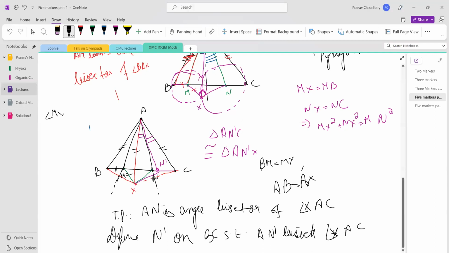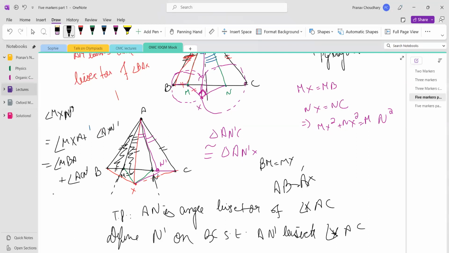Let's see what angle MXN' is first. This should be 90 degrees because N is equal to N'. We know that, so let's just see what it is. This is equal to angle MXA plus angle AXN'. Angle MXA is angle MBA because these two triangles are congruent, plus angle AXN' equals angle ACN', similarly by congruency. And these two angles sum up to 90 degrees. So we got that this angle is 90.